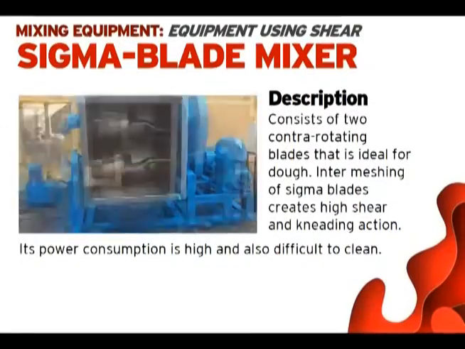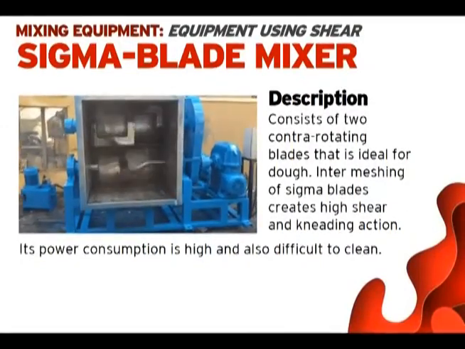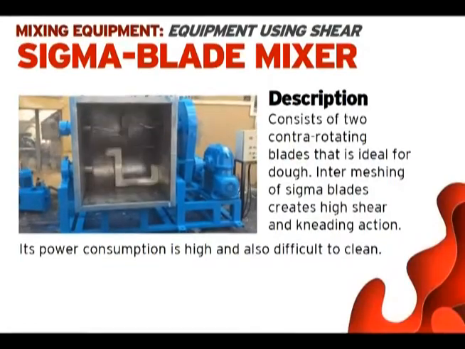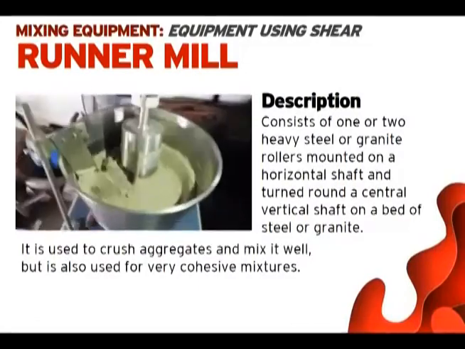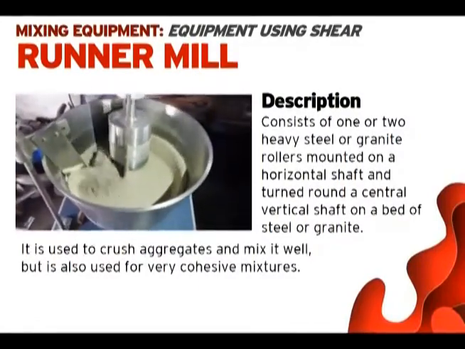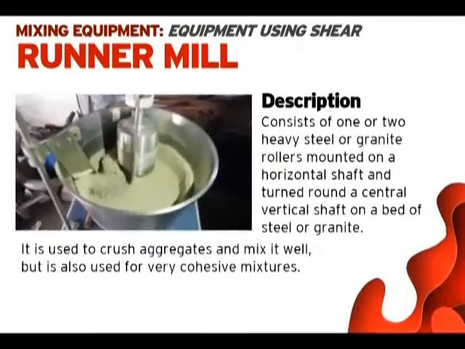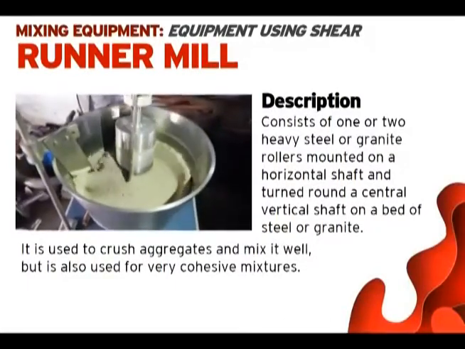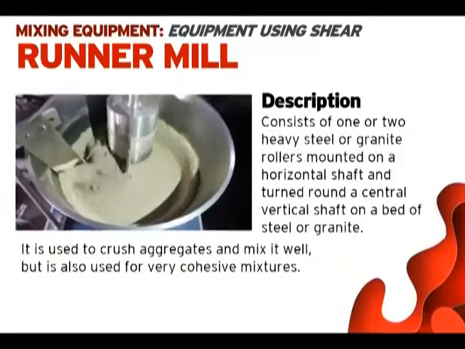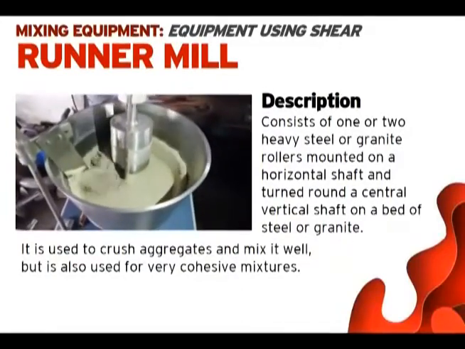Intermeshing of sigma blades create high shear and kneading action. Its power consumption is high and it is also difficult to clean. And finally, the runner mill consists of one or two heavy steel or granite rollers mounted on a horizontal shaft and turned round a central vertical shaft on a bed of steel or granite. It is used to crush aggregates and mix them well, but it is also used for very cohesive mixtures.